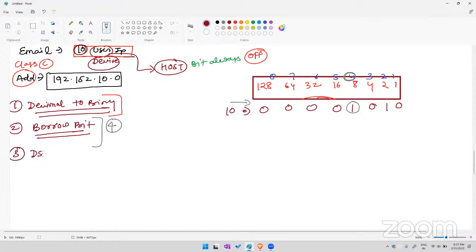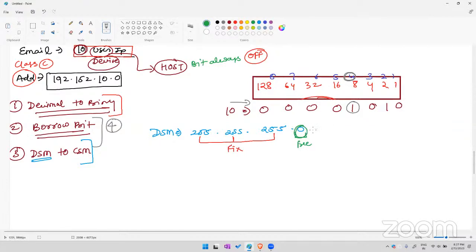Now the third task is DSM to CSM. How to perform DSM to CSM? Again, follow the same steps. The class C default subnet mask must be remembered: 255.255.255.0. In class C, 3 octets are already fixed, which means we cannot use them. But the last octet is free, this one. In this octet, how many bits are present? 8 bits.